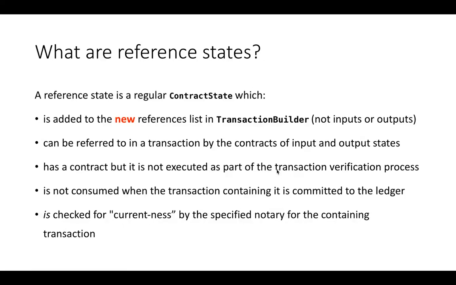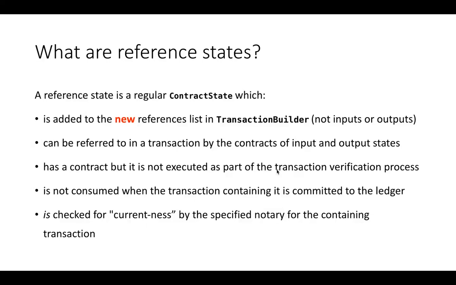So if you include a contract state in that references list, it's actually a StateAndRef. The type is StateAndRef. So if you include a StateAndRef in that list, then the contracts of other states can refer to it inside the transaction. But importantly, the contract code for any StateAndRefs in the references list is not executed. So you don't execute the contract code for any states in that references list.